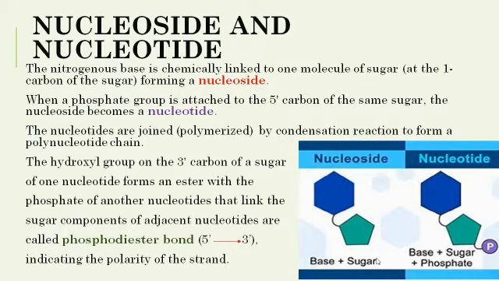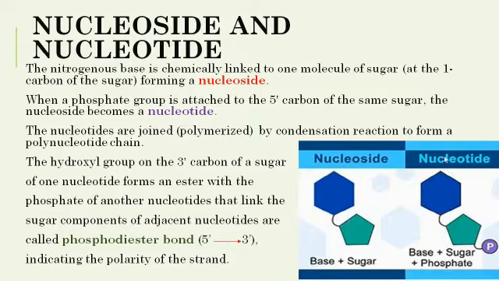When a phosphate group is attached to the 5' carbon of the same sugar, then it is called a nucleotide. So if it is attached to the 5' carbon of the same sugar, then it is called a nucleotide. So base plus sugar plus phosphate forms the nucleotide.